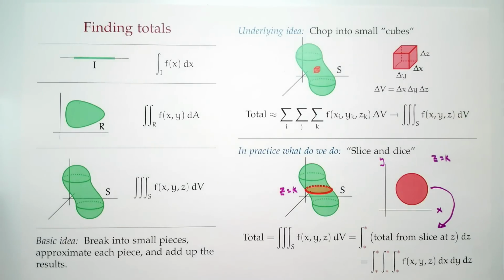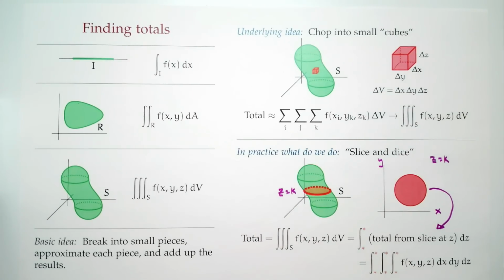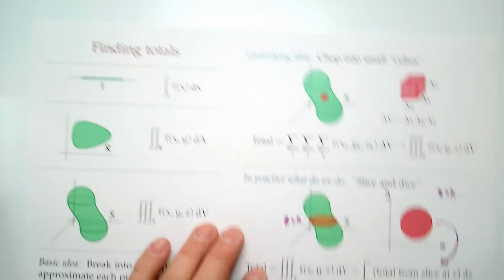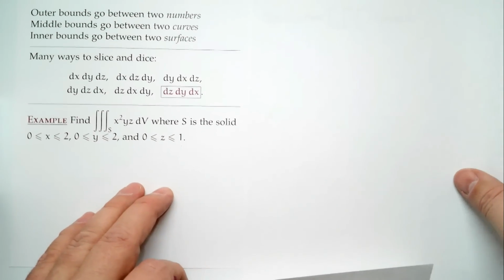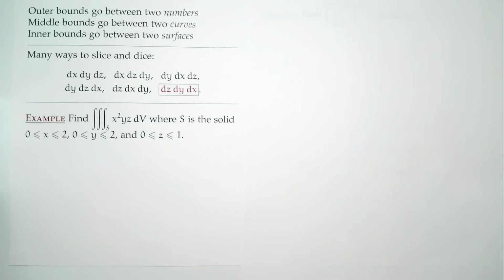Now, some things to note here. If you look at this, we have 3 layers. And it's important to understand what's happening at each layer. So the outer bounds, they always will go between 2 different numbers. The next layer, the middle bounds, they go between 2 different curves. And the innermost layer, the inner bounds, always go between 2 different surfaces.